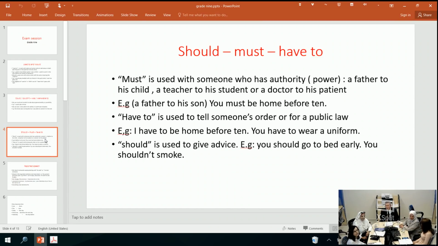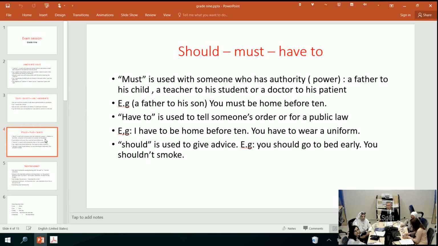The example has the same meaning as have to, but must means the person has authority. A father to his son: you must be home before 10. Now have to, Miss Huda.